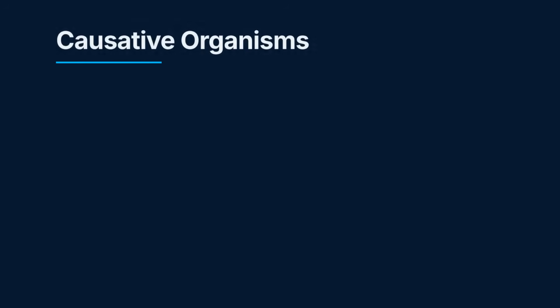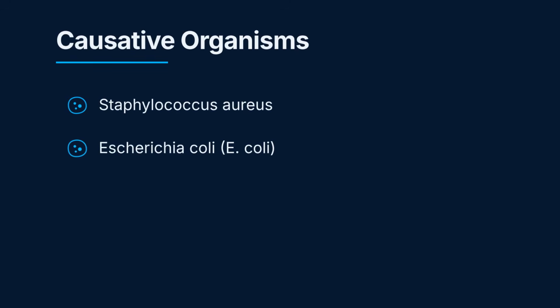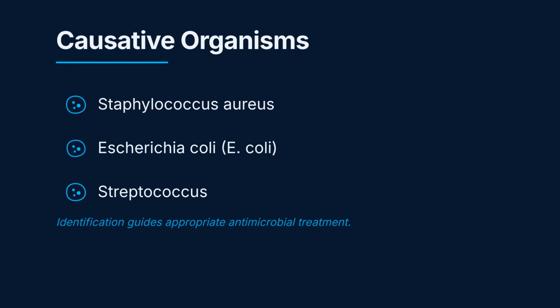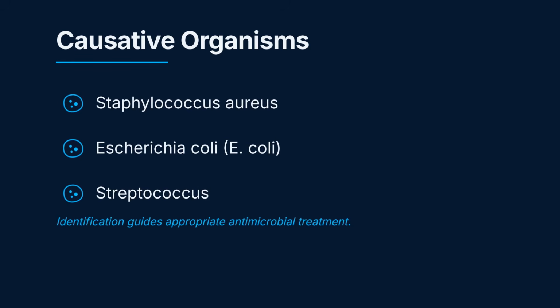Next, let's discuss the common microorganisms responsible for sepsis. Some of the most common bacteria include Staphylococcus aureus, Escherichia coli, commonly called E. coli, and certain types of Streptococcus. Knowing these organisms helps us understand the possible source of infection and guides appropriate antimicrobial treatment.